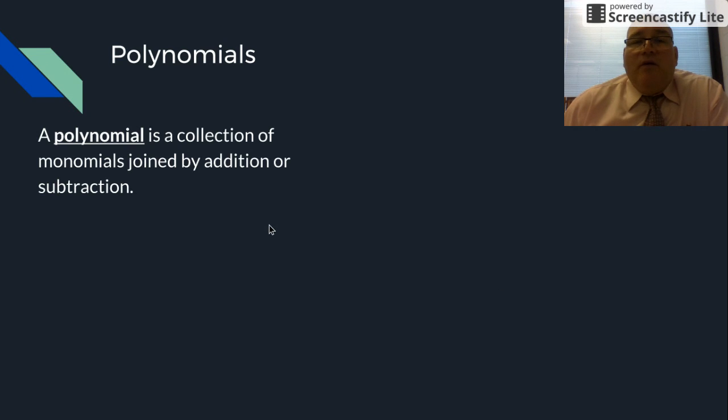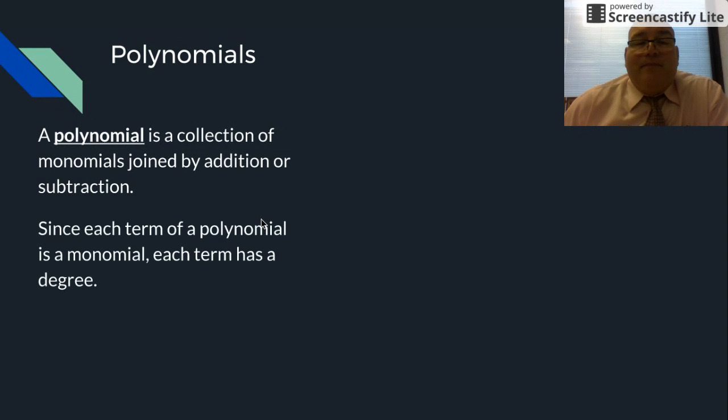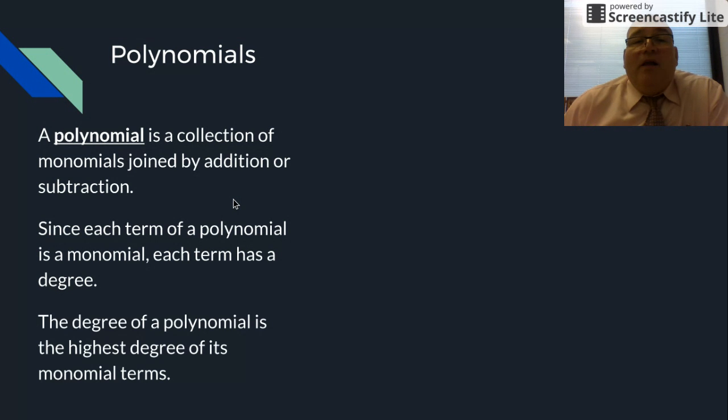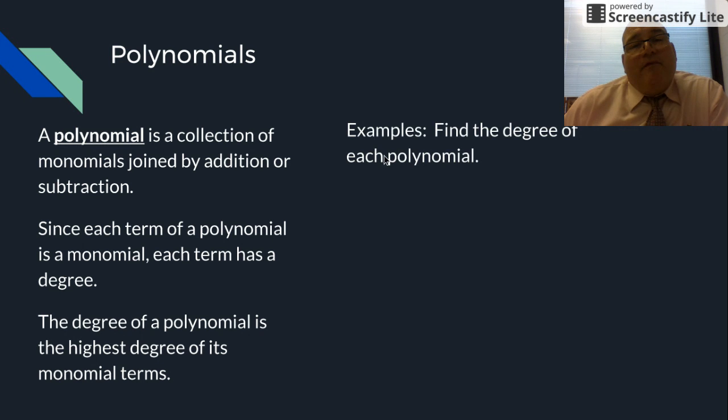Polynomials. A polynomial is a collection of monomials joined by addition or subtraction. Since each term of a polynomial is a monomial, each term has a degree. The degree of a polynomial is the highest degree of any of its monomial terms. Example: find the degree of each polynomial.